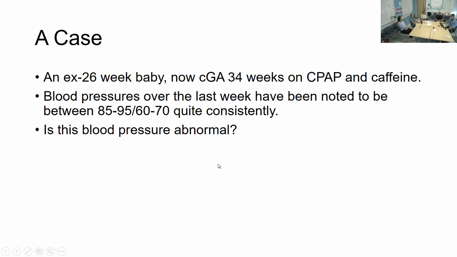So this is completely made up, but you have a baby that was born at 26 weeks, is now corrected 34 weeks, still on CPAP, is getting caffeine, and we've got blood pressures pretty consistently 85 to 95 systolic, over 60 to 70. So is this blood pressure abnormal, and do we need to do anything about it? I won't ask you to answer because we're all just going to look at the table anyway.